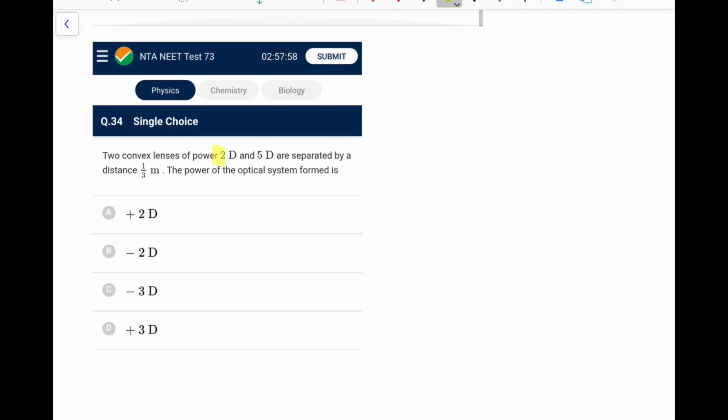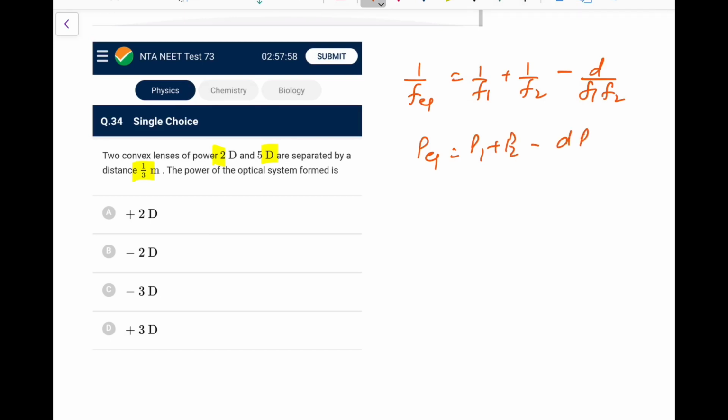Now two convex lenses of powers 2D and 5D are separated by a distance of 1 by 3 meter. The power of the optical system is, again you have to directly use this particular formula. Remember, 1 upon f equivalent would be 1 upon f1 plus 1 upon f2 minus d upon f1 f2. In terms of power you can write that equivalent power is p1 plus p2 minus d times p1 p2. So 2 plus 5 minus 1 by 3 into 2 into 5.